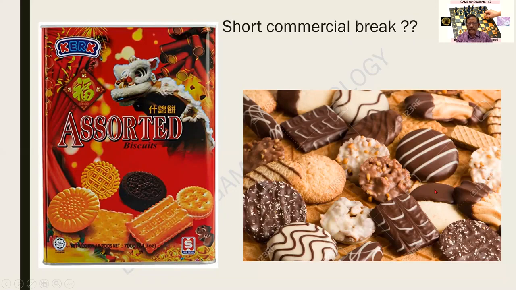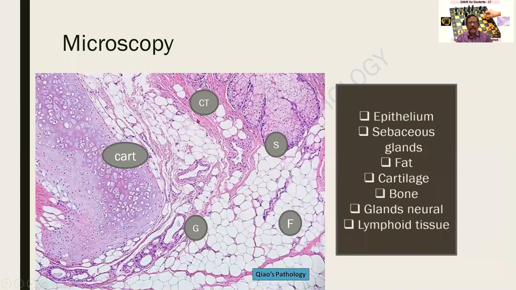Why am I blabbering this? This is exactly what we are seeing in this picture.